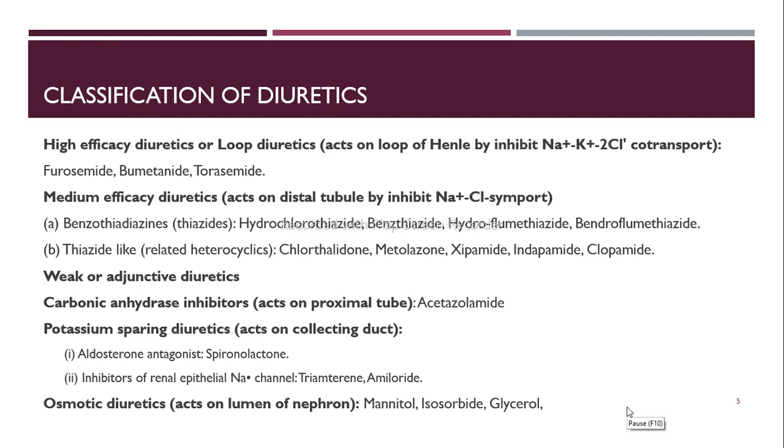We have the third subcategory of drugs, that is the osmotic diuretics, and these drugs act on the lumen of the nephron, and the examples which we have considered are mannitol, then isosorbide, and glycerol.